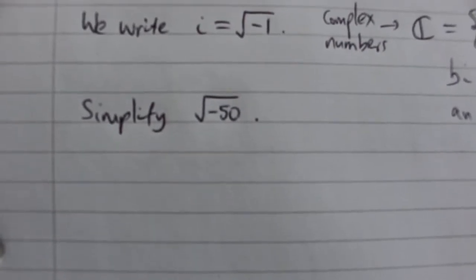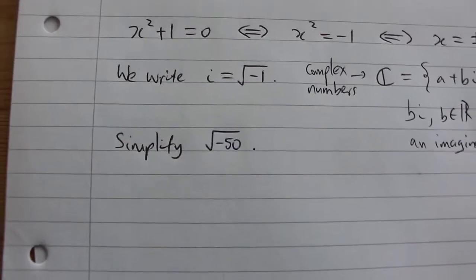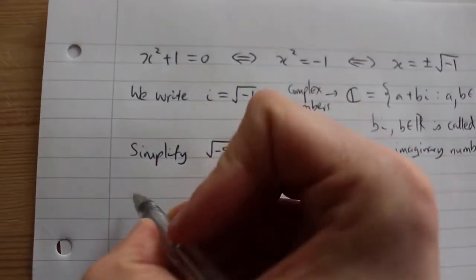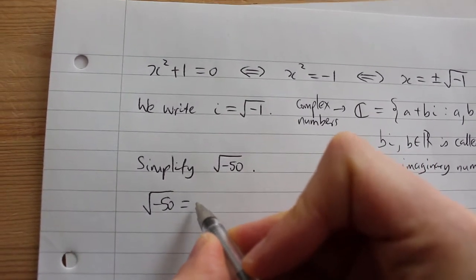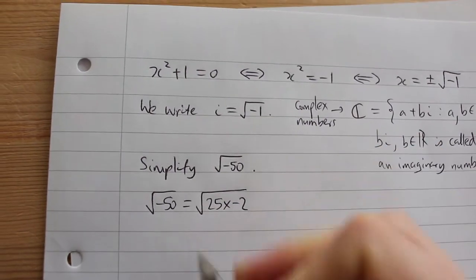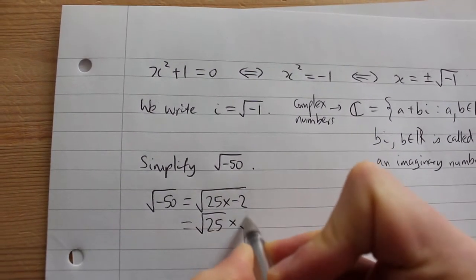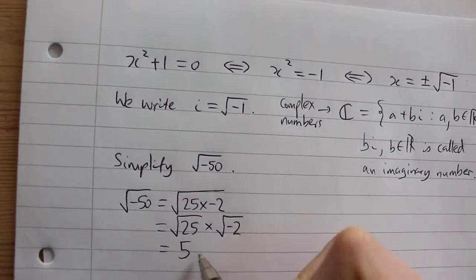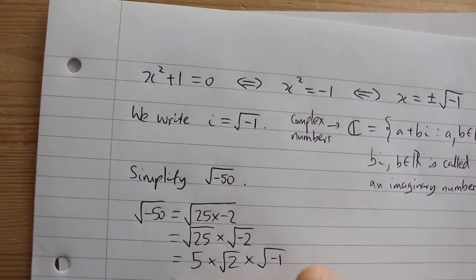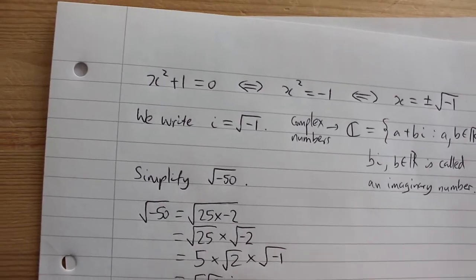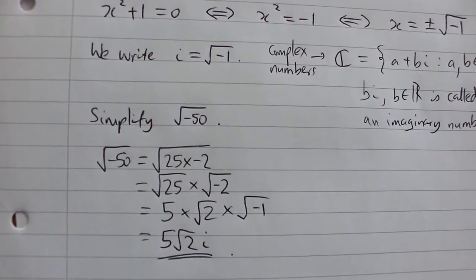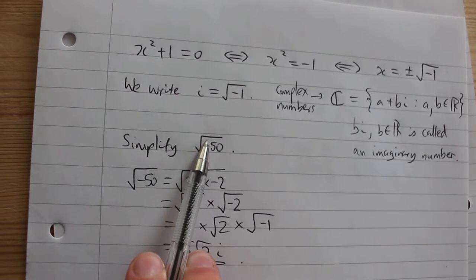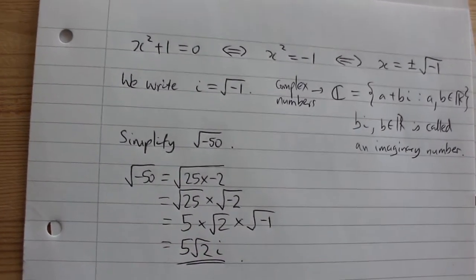So let's just first do some things with i. If we have this question to simplify the square root of minus 50, we want to write our answer in terms of i, we could just start by using the laws of surds. So minus 50 is the same as 25 times minus 2. So that's root 25 times root of minus 2, which is 5 times the root of minus 2, which is 5 times the root of 2 times the root of minus 1. So it's 5 root 2 i. So in order to simplify the square root of a negative, to write it in terms of i, first imagine the negative wasn't there, and simplify that, and then multiply by i.